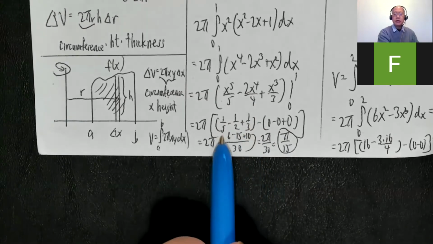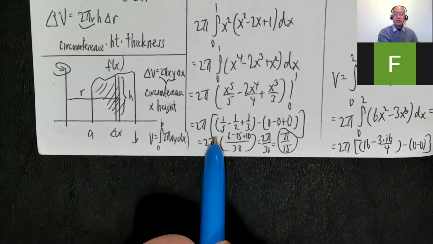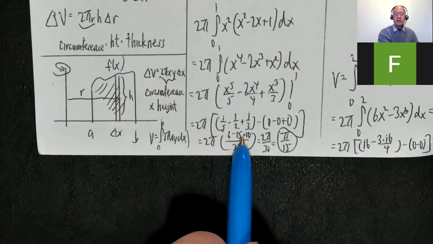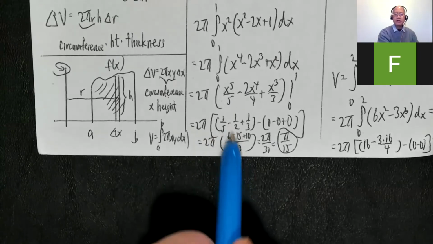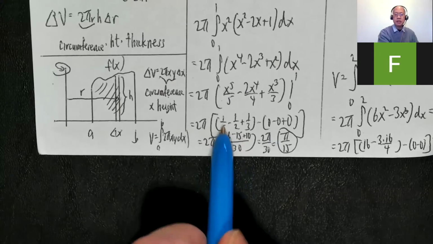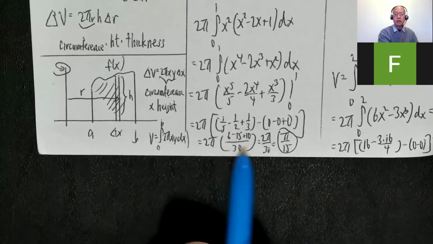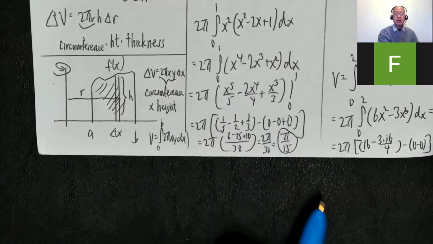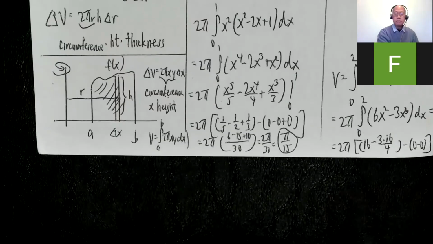Common denominator is 30. So put 30 there. 6 minus 15 plus 10. This is just arithmetic, so I'll fly through this. You can easily get that, right? Multiply by 6 over 6, 15 over 15, and so on. 2 pi over 30. Final answer is pi over 15.